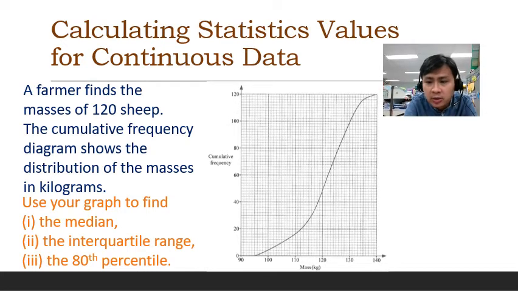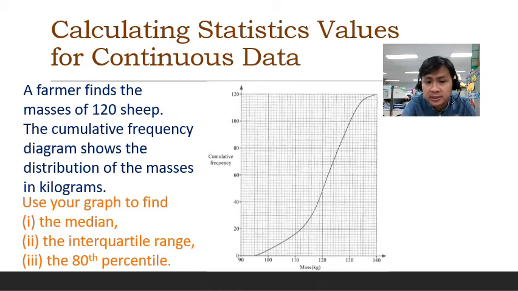Unlike our discrete data, where we look at the middle value, for a continuous graph there is also a middle value, but we need to use percentage to find it. Based on our understanding of percentage, the middle is also known as the 50%. So the median is usually associated with the 50th percentile. Similarly, the lower quartile is the middle of the lower half, so our lower quartile will be the 25th percentile.